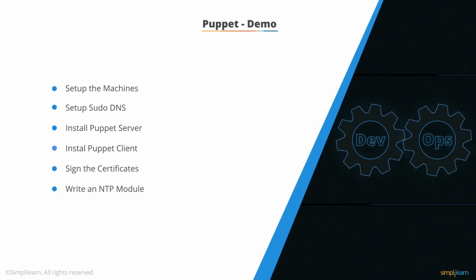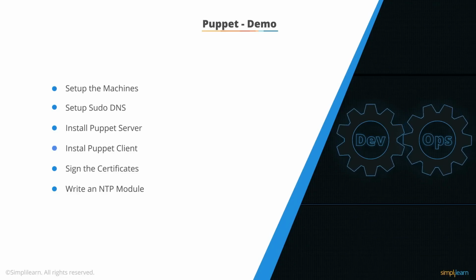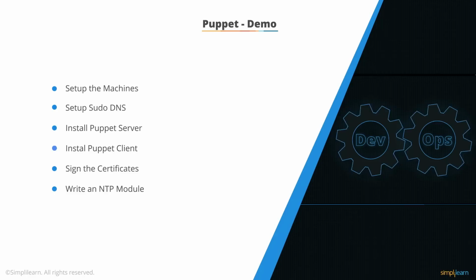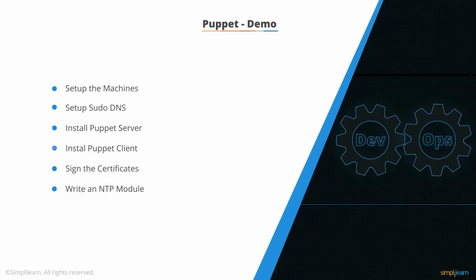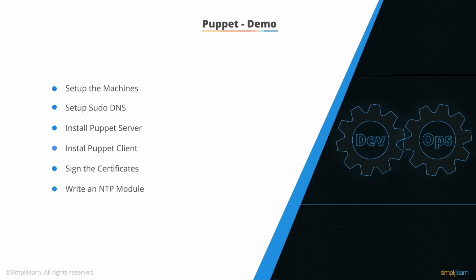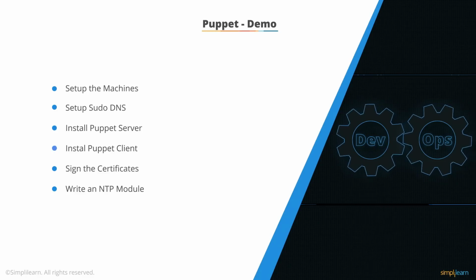Now, we are going to look at a demo here. So we will be setting up the machines. We'll set up a pseudo DNS locally because Puppet requires a fully qualified domain name in order to run, since there is a certificate communication taking place here. We will be installing the Puppet server and the Puppet client. We'll be signing the certificate, and finally we will write an NTP module and make it run.